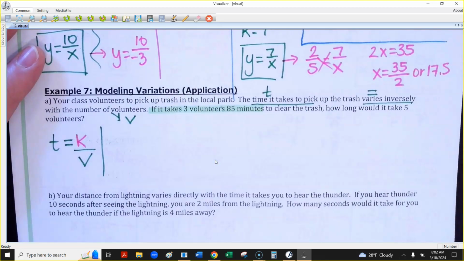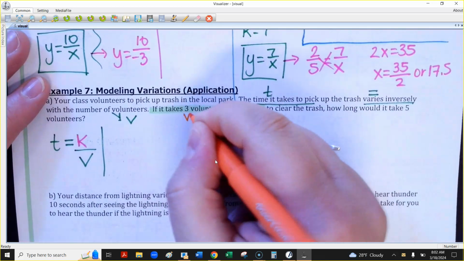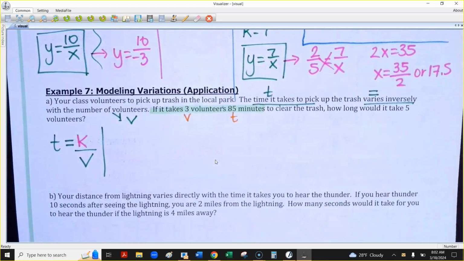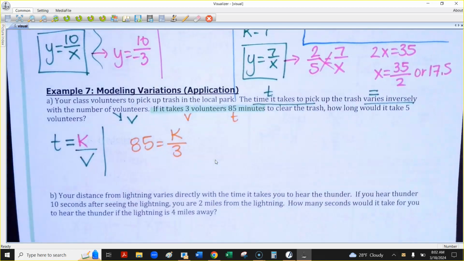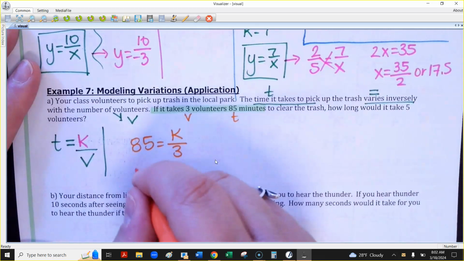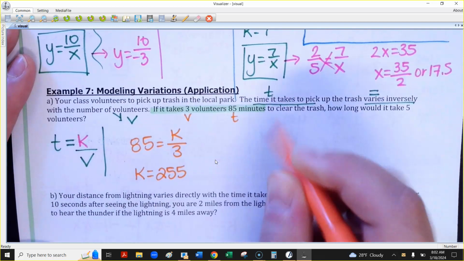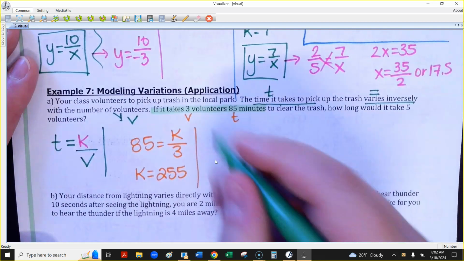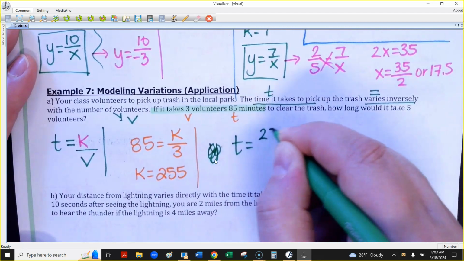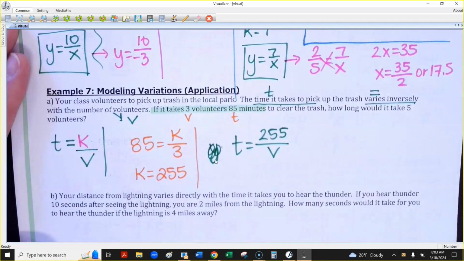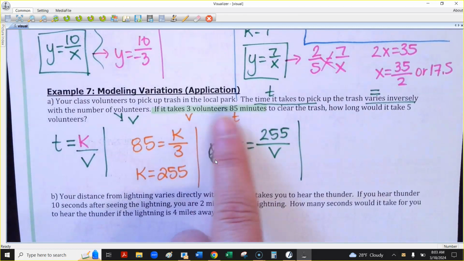So it says it takes 3 volunteers, that would go in for V. 85 minutes would go in for T for the time. So I would do 85 equals K over 3. And we would just multiply there. Can somebody tell me what 85 times 3 is? 255? Okay, now, a general equation for any situation beyond this, the time should be 255 divided by the number of volunteers.